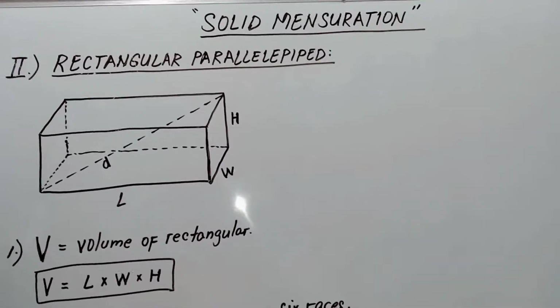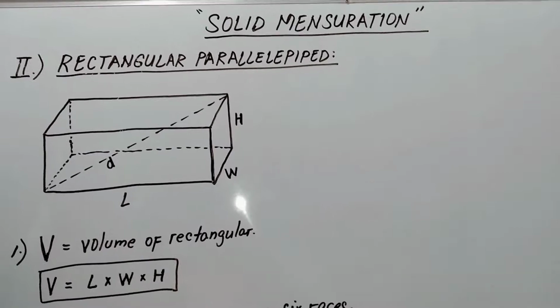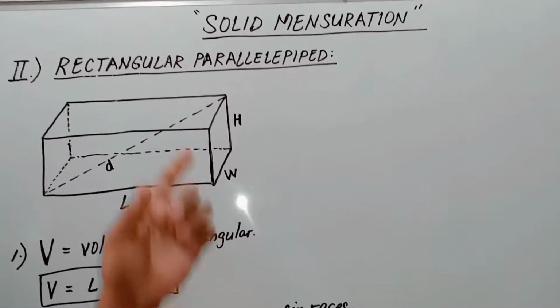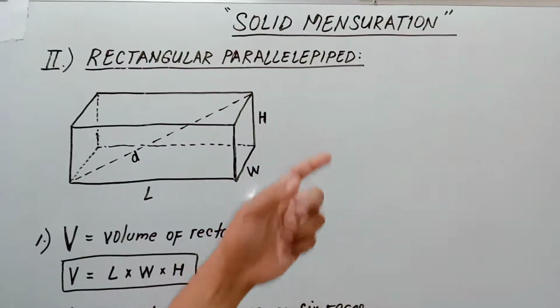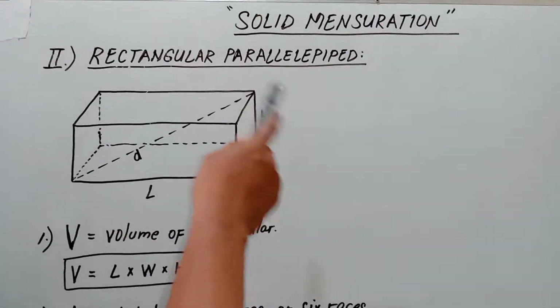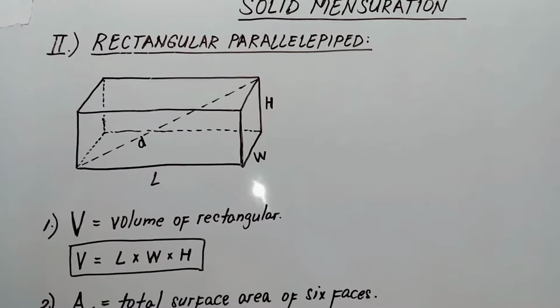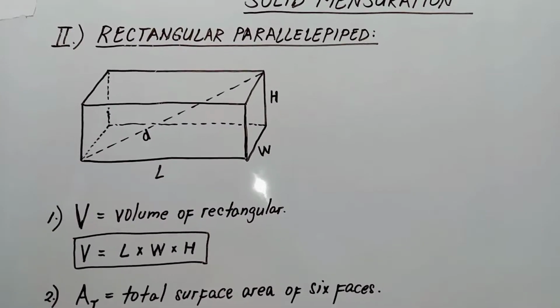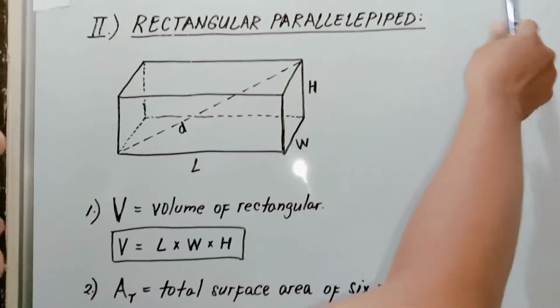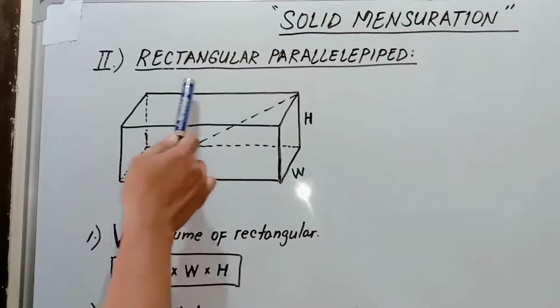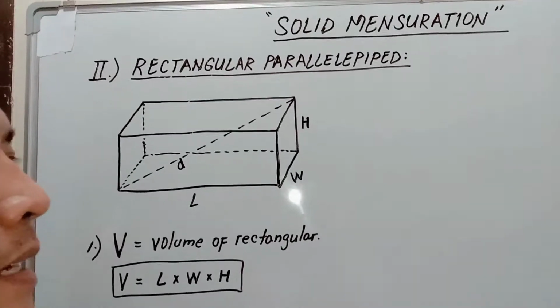And our topic for today is regarding rectangular parallelepiped under solid mensuration. Last time we have studied cube geometry. So now this is the second topic for solid mensuration or solid geometry, which is called rectangular parallelepiped.